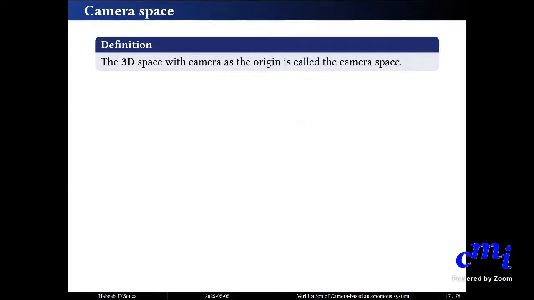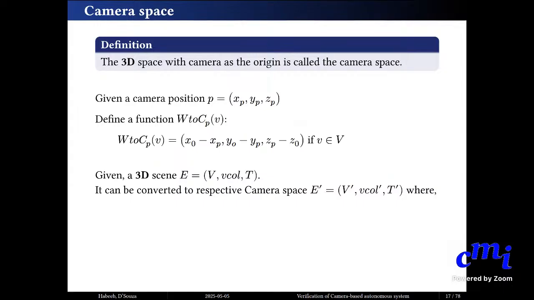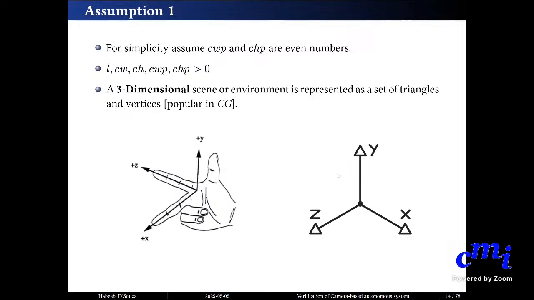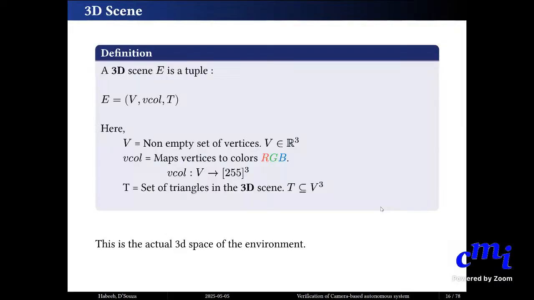And now the camera space. That was the normal world space, the environment in general. Now we'll define a camera space. The camera space is the space with the camera as the origin. Given camera position P equals XP, YP, ZP, I can define a function which converts points to camera space, bringing each point to a position with respect to the camera position. But the thing is that in Z we are inverting direction also. For example, if my point is on this side of the Z axis, it will go to that side. If my point is here, it will go there.